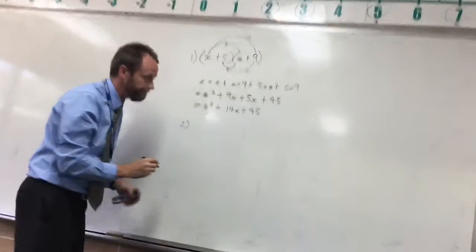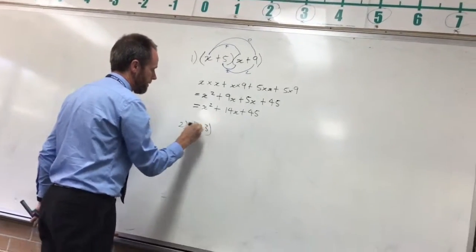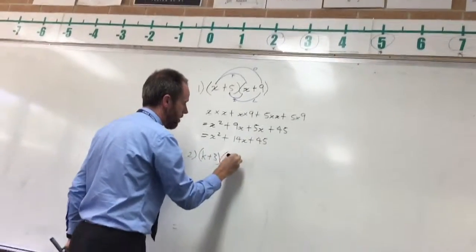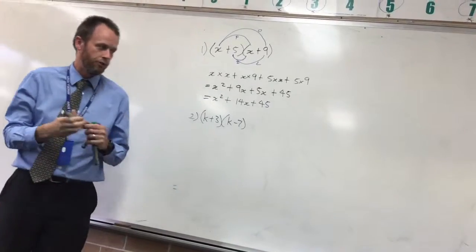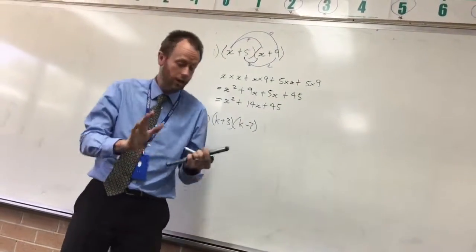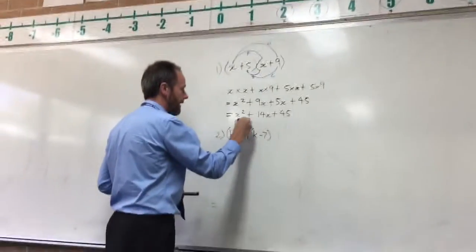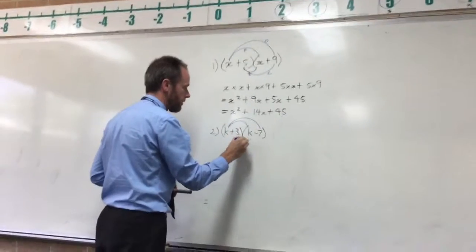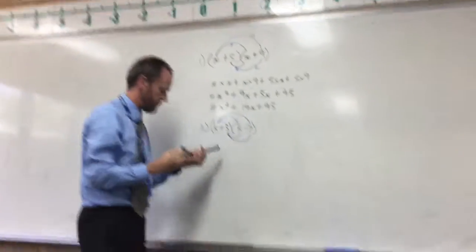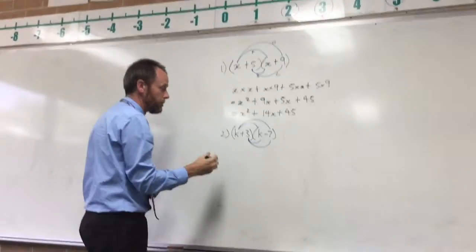Example 2 is k plus 3 multiplied by k minus 7. Hopefully straight away you see that minus. Be careful with your minus. You don't want to lose it. You want to make sure you keep control of it. First terms, outside terms, inside terms, last terms. I often find just writing that around it helps me to be able to do it.